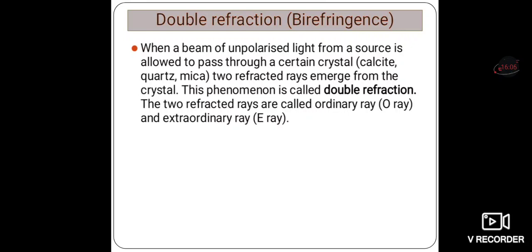But in this case what happened? The two refracted rays come out from the crystal. So this phenomenon is called double refraction. The two refracted rays, generally we call them, one ray is called the ordinary ray, the O ray, and another one is called the extraordinary ray, the E ray.